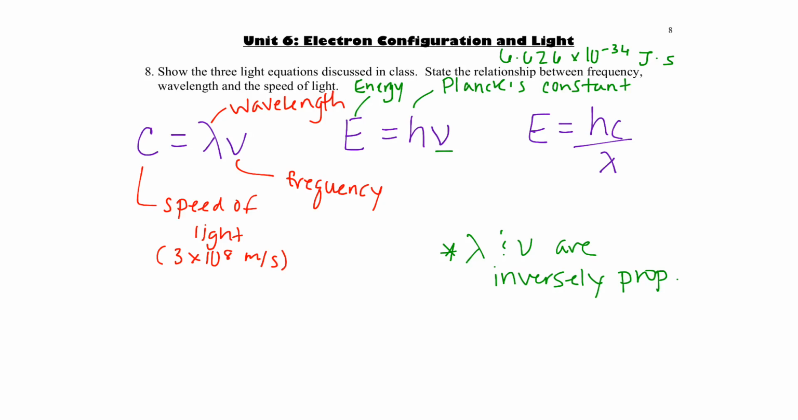Okay, and then the speed of light, if we compare those, we can see that since this is on the opposite side of the equation from this, that means they're direct. So if this went up, that would go up, if this went up, that went up. But our speed of light really isn't going to change too much since it is a constant, right?